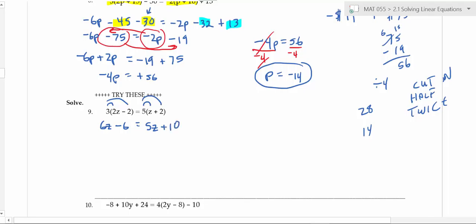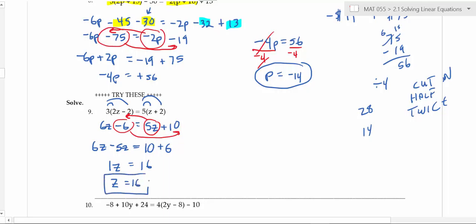Okay, now if you want to rearrange, you can do it this way. Leave the 6z where it is. Move the 5z like that. That's a positive, so you're really subtracting 5z, so that becomes minus 5z. Write your equal sign, leave the 10 where it is. Move the number without the variable to this side, so you're adding 6 to both sides, you'd have plus 6, right? Problem done. 6z minus 5z is 1z. That's equal to 16, so you get z is equal to 16. That's one way to do it.